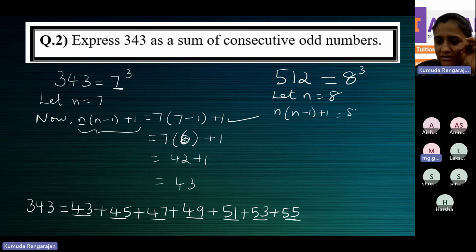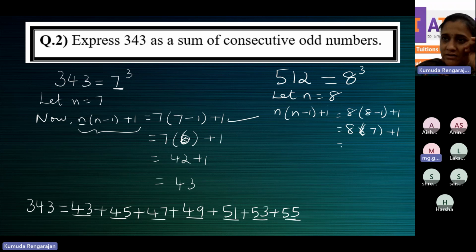57, yes, plus 1. So it will be 8 into 7 plus 1. 8 into 7 is 56, plus 1 is 57. So you must start from 57.